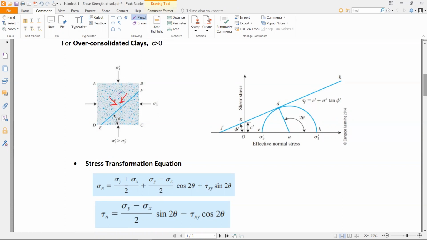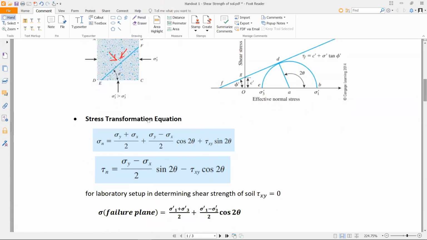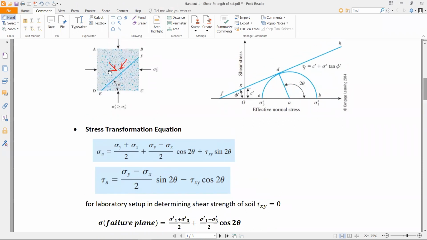You need to transform this stress element, so you just rotate this element. To solve for that value, you need to use the stress transformation equation. Your sigma n, or your normal stress at the failure plane, is this one.